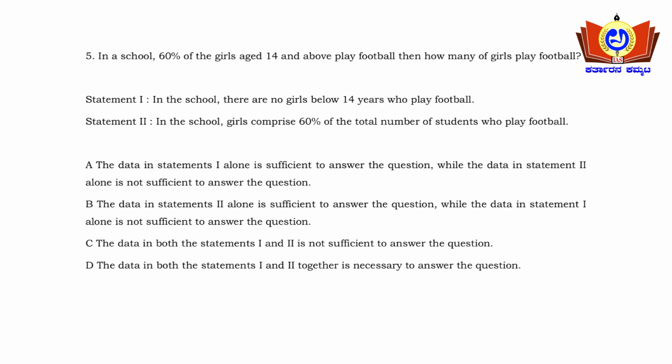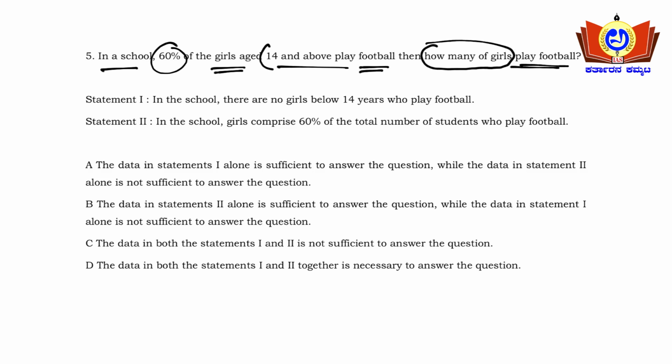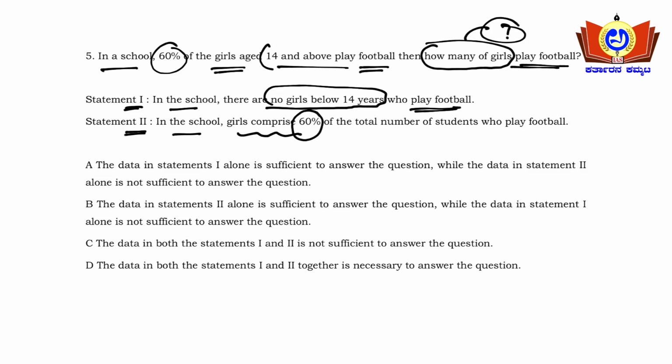In a school, 60% of the girls aged 14 and above play football. Then how many girls play football here? This is the question. Statement 1: in the school there are no girls below 14 years who play football. Statement 2: in the school girls comprise 60% of the total number of students who play football.